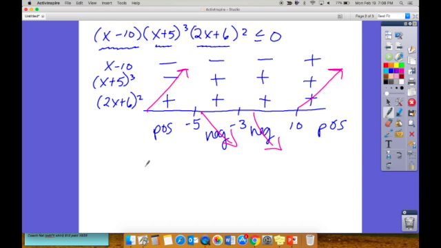So our solution set is going to be negative 5 all the way to 10. Sometimes we would have to break at negative 3, but since we can include the 0, we're not going to have to break at negative 3. Okay, so it's negative 5 to positive 10, closed solution set, that's it. Okay, last problem.